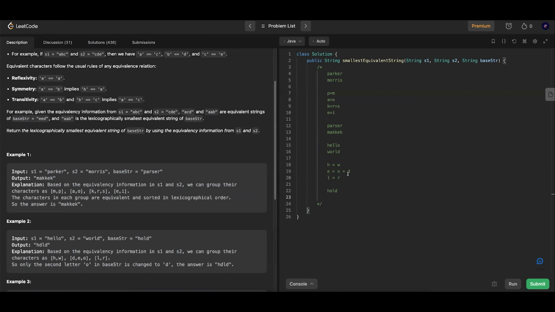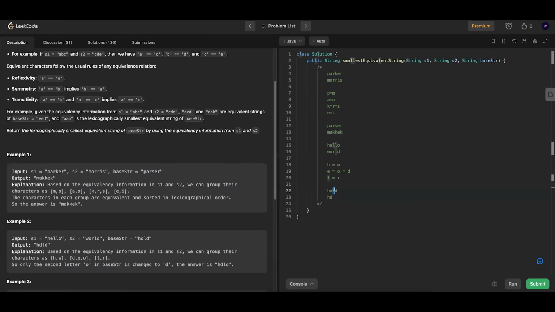HOLD, hold. And now for H equal to W. What is the smallest? Smallest is H. And then we have O. E, O, D are similar. So what is the smallest? E, O, D, smallest is D.